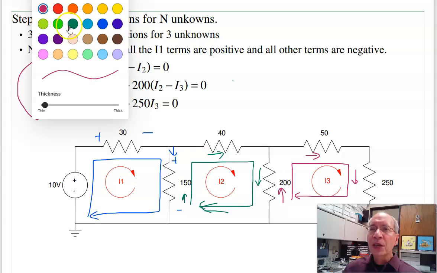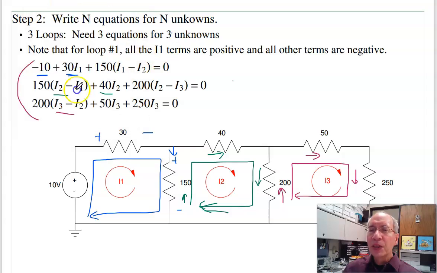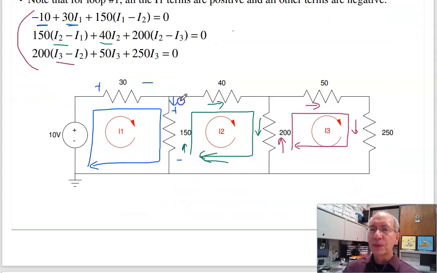Now the pattern that I was talking about. If you notice, around loop I1, all the I1s are positive, everyone else is negative. Around loop I2, all the I2s are positive, everyone else is negative. Around loop I3, I3s are positive, everyone else is negative. That's a quick way to check for sign errors. If this is a test in circuits 1, at this point you're done, go on to the next problem. I've got 3 equations, 3 unknowns. If it's a homework problem, I then can solve.